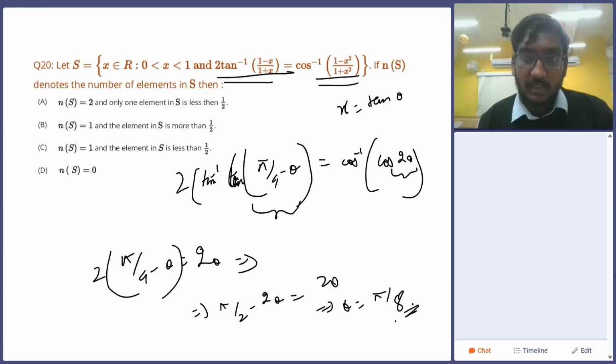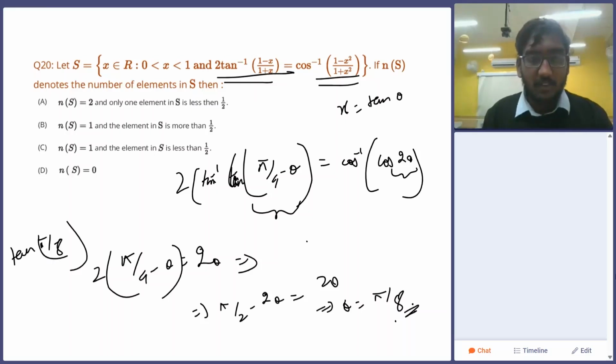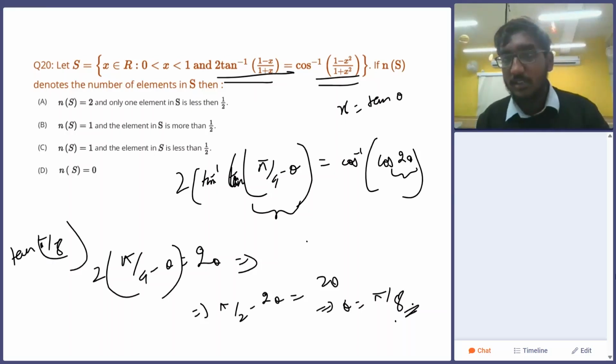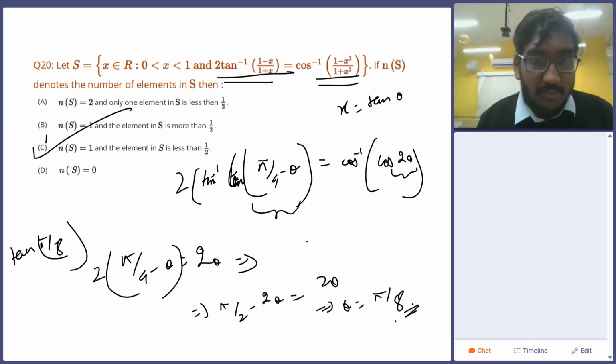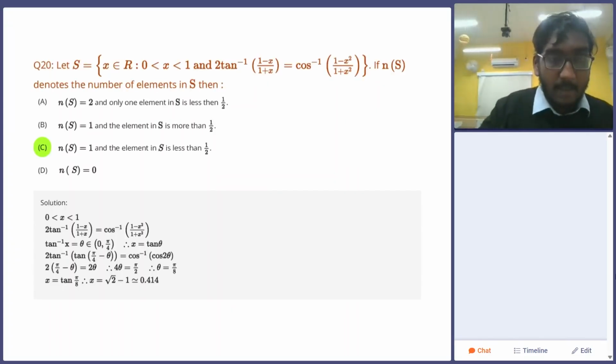What they are asking is the number of elements in this set. There will be only one element, that will be tan pi by 8. This is the only element which will be there, and the value of tan pi by 8 is root 2 minus 1. Root 2 minus 1 is clearly less than half, it's not greater than half. It's like 0.4 or something. So only one element is there which is also less than half. Yes, this is the answer, C.